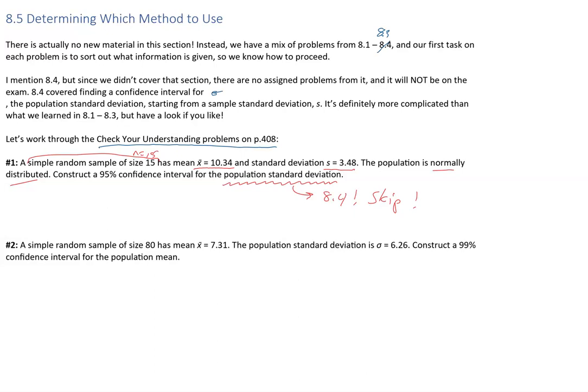So now we'll go on to the next one, number two, a simple random sample of size 80. So there's our sample size, has a mean x bar, that's talking about the sample, so it uses the sample notation. X bar equals 7.31. The population standard deviation is sigma equals 6.26. Construct a 99% confidence interval for the population mean. So right there, we're asked about mean. So already I know we're in 8.1 or 8.2.